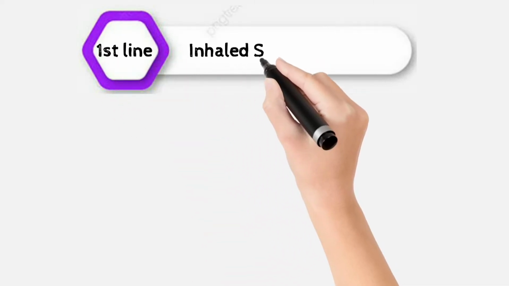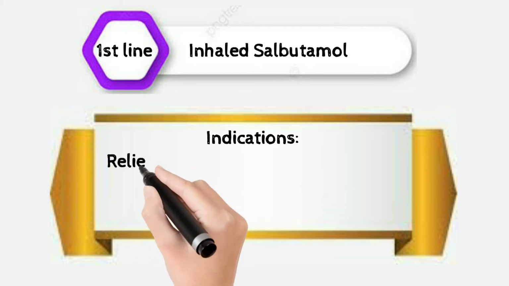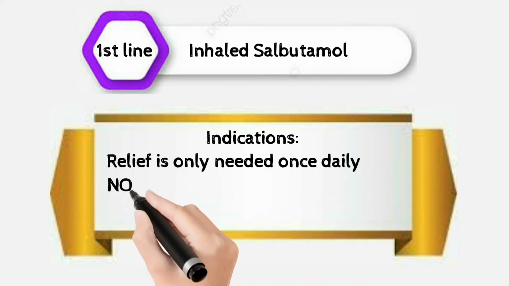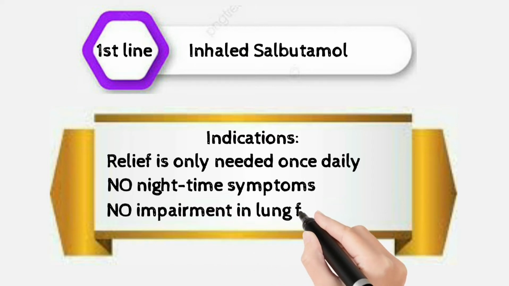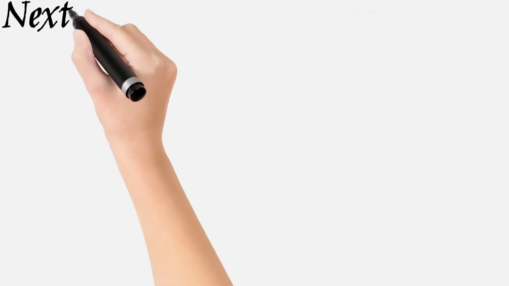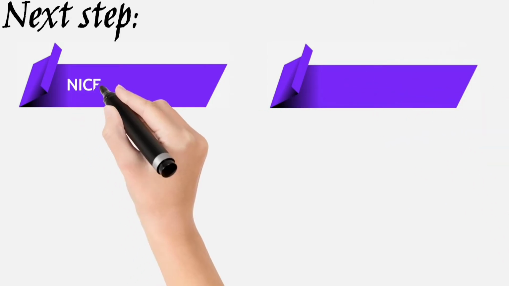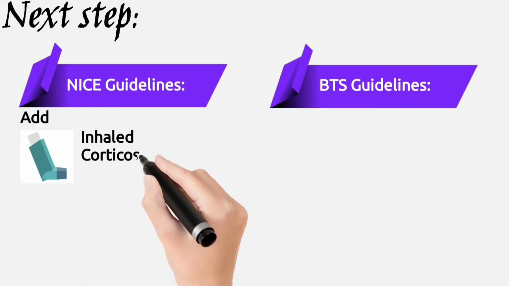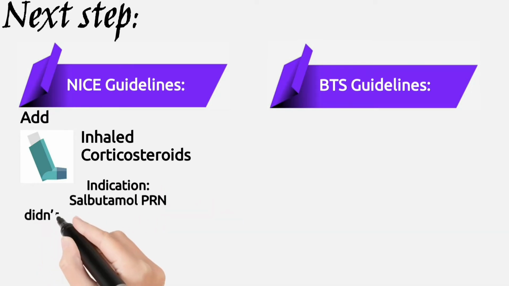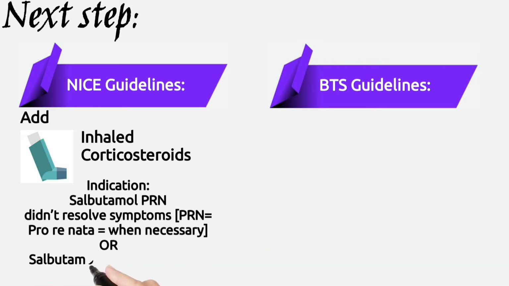First line in asthma management is inhaled salbutamol, which is common in both NICE and BTS guidelines. When do you start inhaled salbutamol? Indications are relief is only needed once daily, no nighttime symptoms, and no impairment in lung function. Next step after adding inhaled salbutamol according to NICE guidelines and BTS guidelines. In NICE guidelines, we add inhaled corticosteroids after it. The indication is when salbutamol PRN did not resolve symptoms, here PRN means when necessary, or salbutamol was required more than once a day for symptom control.